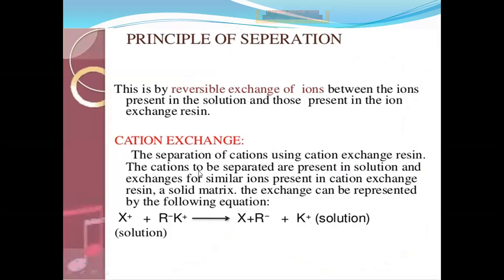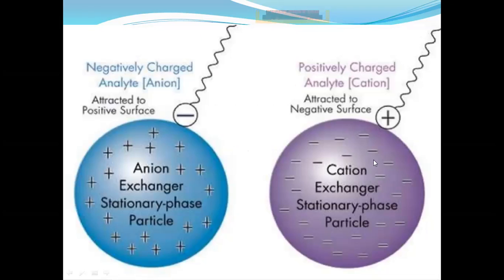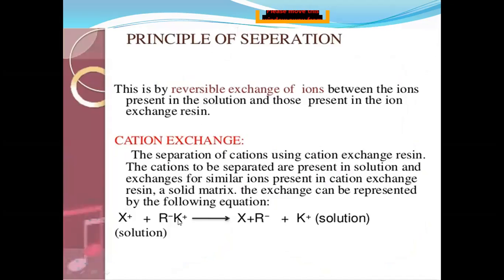So see, cation exchanger. This part, the R minus K plus. This whole blue color part is R minus and this is K plus. This combinedly is known as the stationary phase, or you can say resin. So here the movable part or replaceable part is what? Plus. So here, see, K plus.